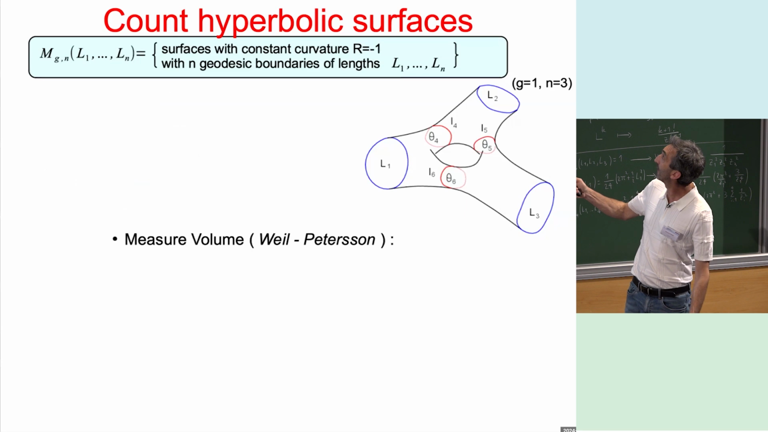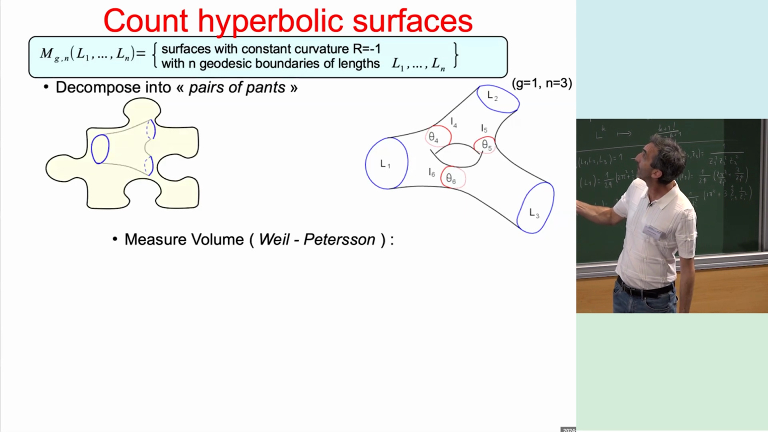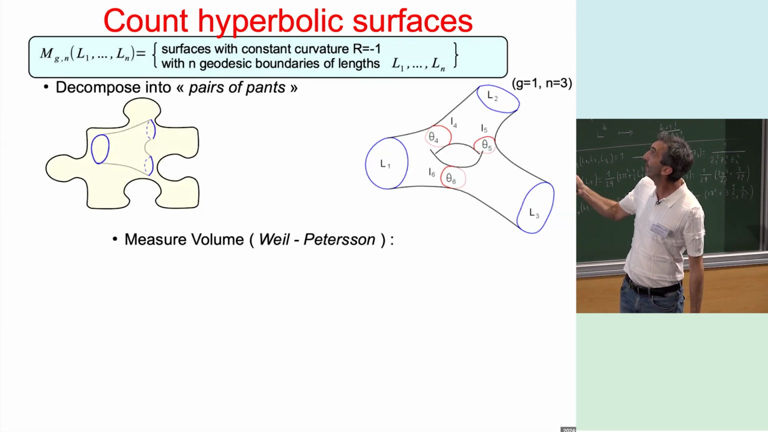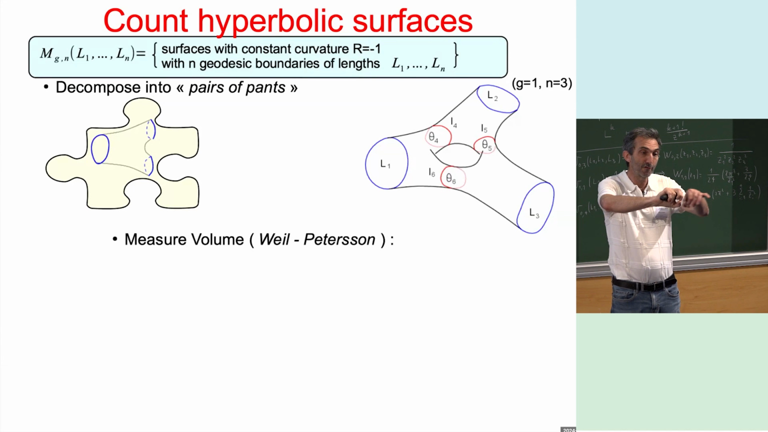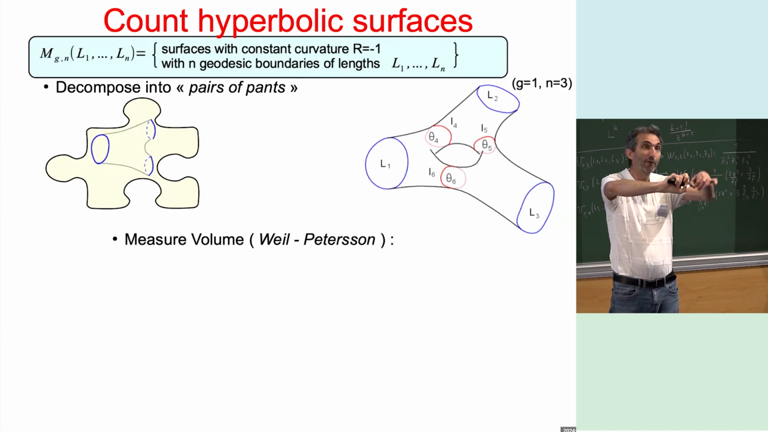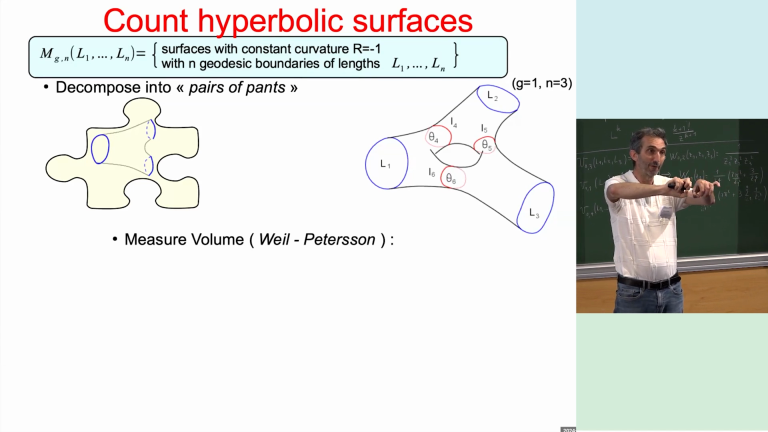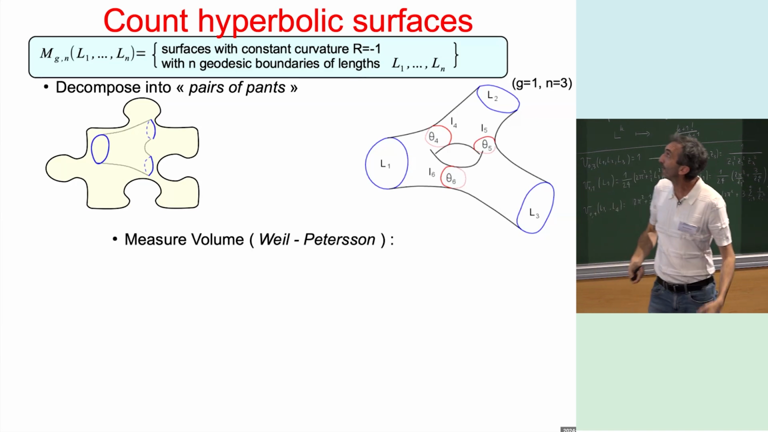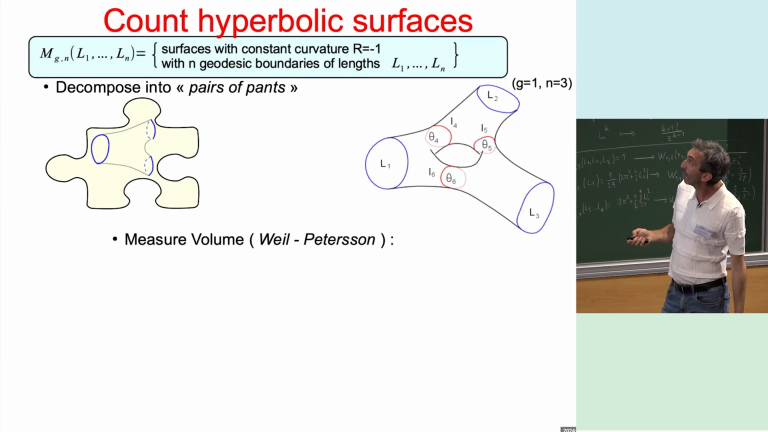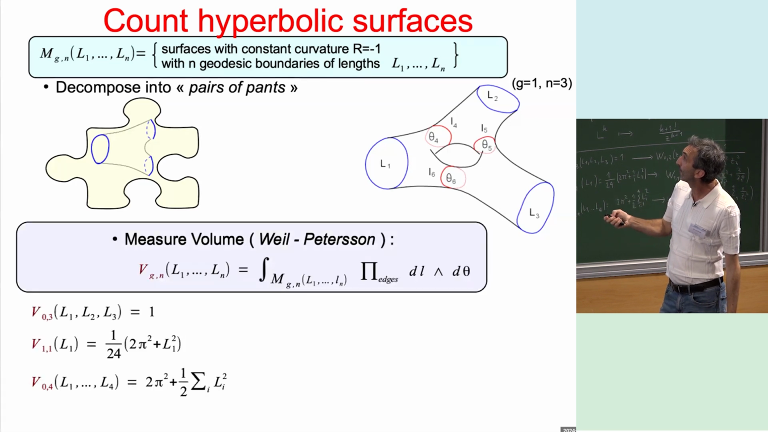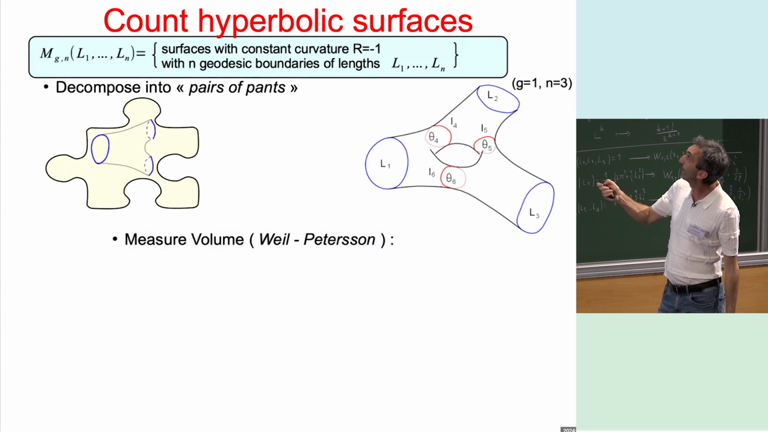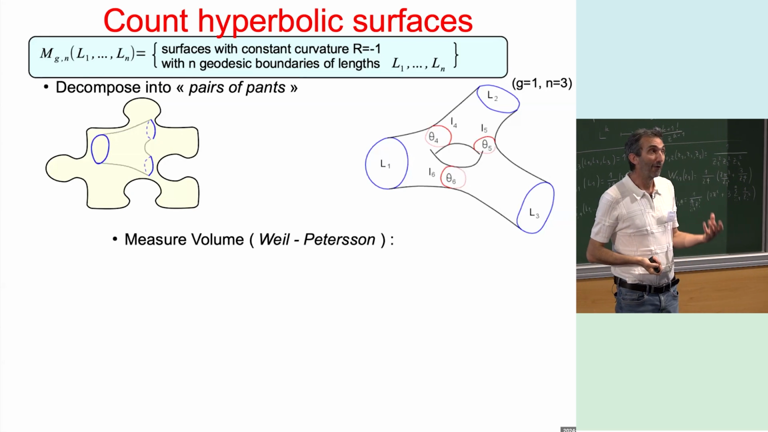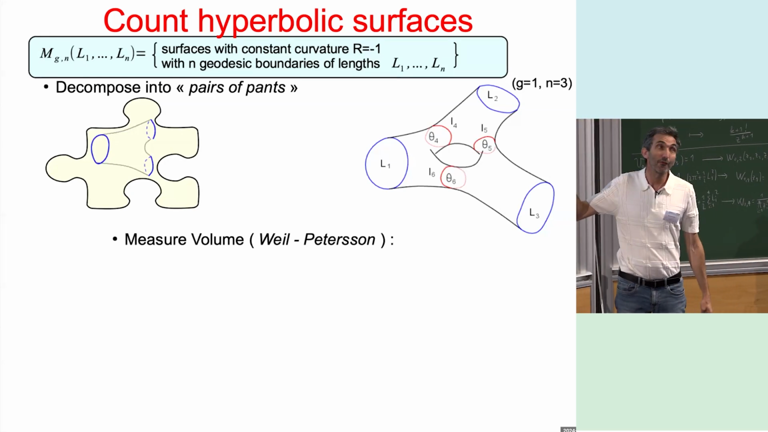So imagine you take 3 pairs of pants like that. To glue them together, of course, the length of the boundary must be the same, but then you can rotate by some angle. There is a rotation angle that is free, and basically, locally, the lengths and the angles are a local system of coordinates in your space M_{g,n}.